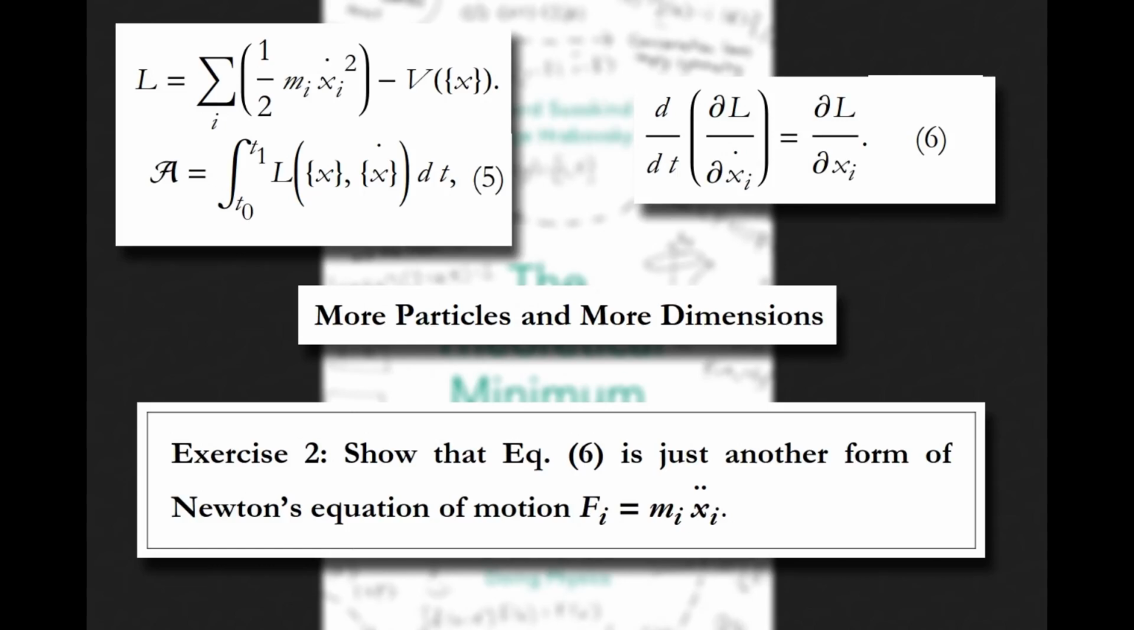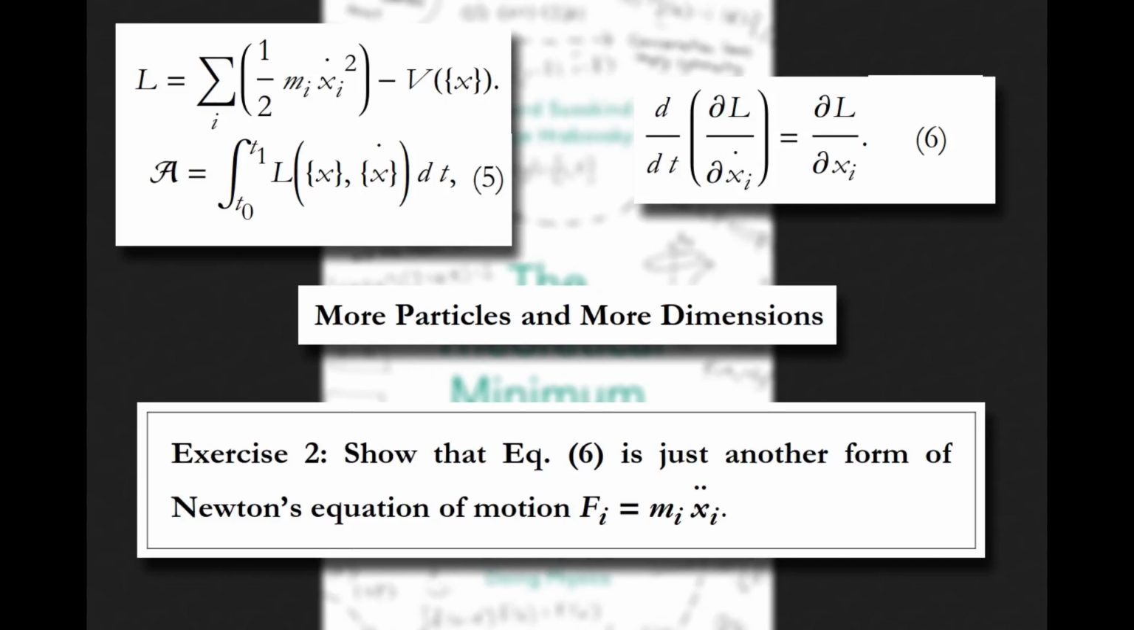The action is also exactly as before, the integral of the Lagrangian. A equals the integral from t0 to t1 of the Lagrangian as a function of the set x and the set x dot, integrated with respect to dt. This is equation 5. And the principle of least action, stationary action, is that the trajectory minimizes the action.